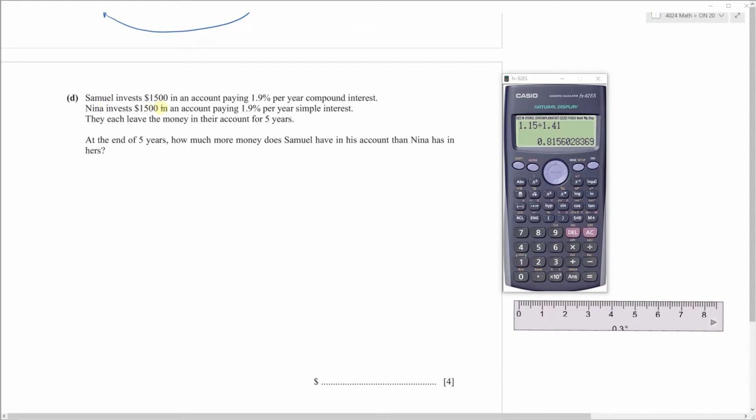Part D is Samuel invests $1,500 in an account paying 1.9% per year compound interest. Nina invests $1,500 and the interest is 1.9% per year, but this is simple interest. They each leave their money in their account for 5 years. At the end of 5 years, how much more money does Samuel have in his account than Nina has in hers? So let's calculate first for Samuel.